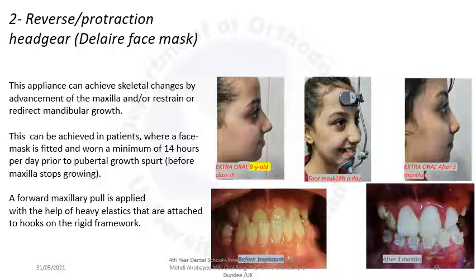A forward maxillary pull is applied with the help of heavy elastics that are attached to hooks on the rigid framework.